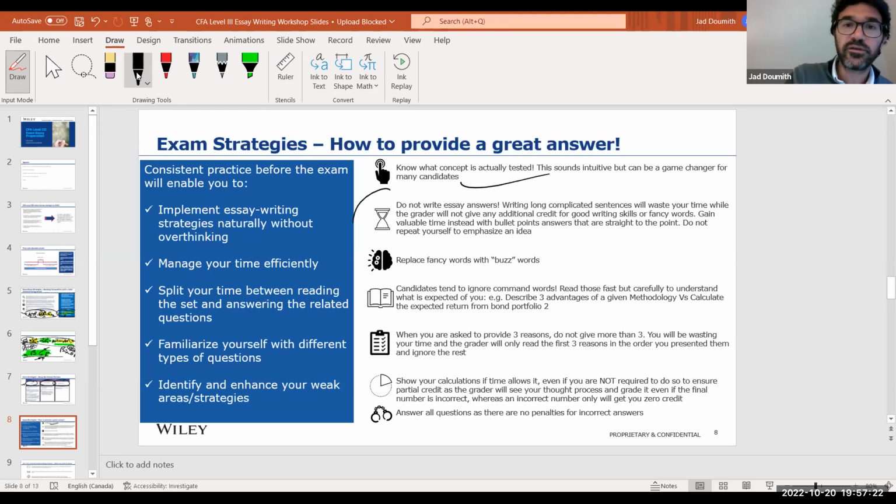Do not write essay answers. Don't do that. Don't write long, complicated sentences. Use bullet points. If they say, what are 3 advantages of adopting this methodology? A bullet point: this methodology is suitable for derivatives and the portfolio contains options. This as an answer would receive potentially full credit if that's part of the answers.